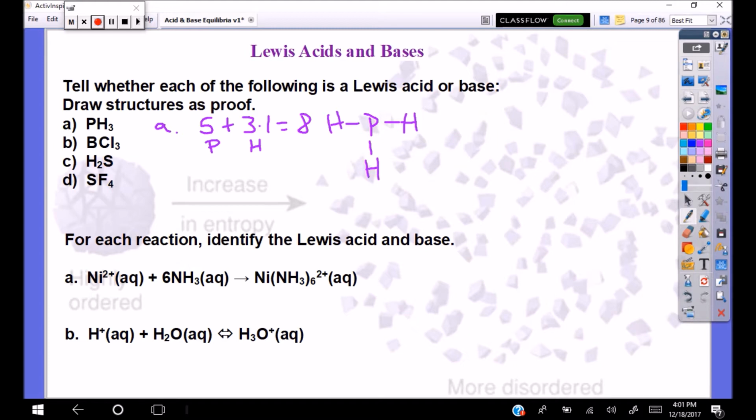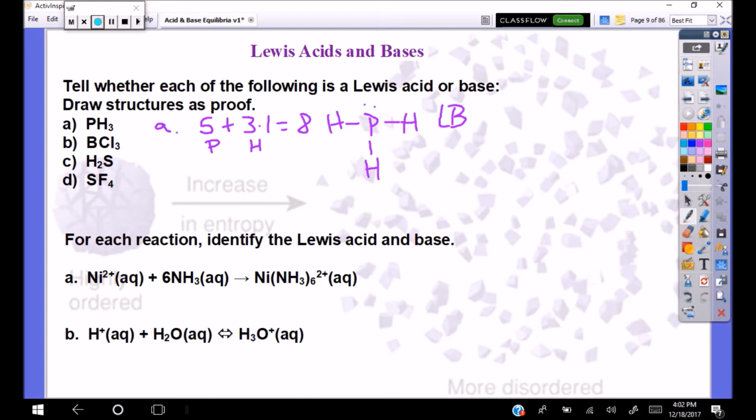Remember, each line takes up 2 electrons, and hydrogen is happy with just 2 electrons because it only has that s orbital. All right, I've used 6, I only have 2 left, and I have this Lewis structure here. Well, that lone pair certainly can be donated in order to make a more stable compound here. So this would be a Lewis base.